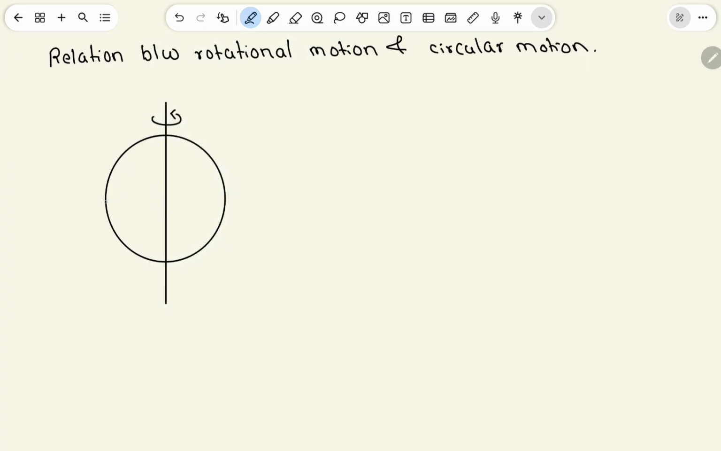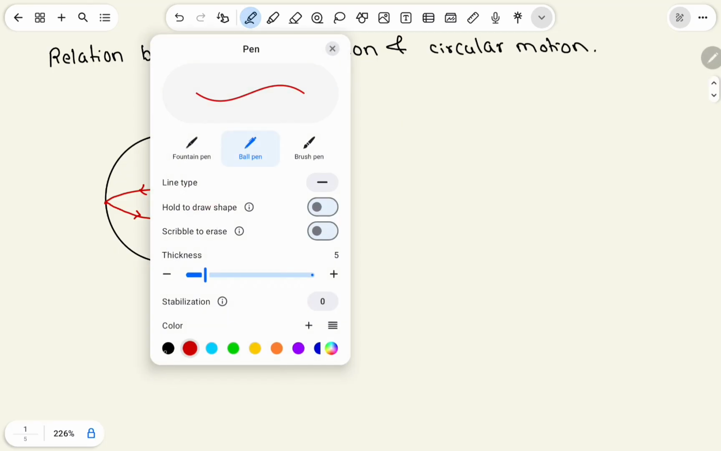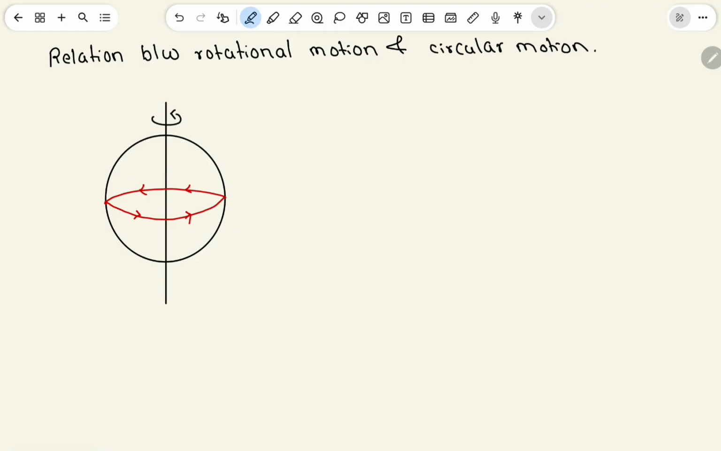Now, if I mark a point on the surface of the sphere, that point will be seen performing circular motion in this direction if the sphere performs rotational motion. So we can write a relation between circular motion and rotational motion using this example, and that relation is as follows. First, I'll quote it, that whenever a body performs rotational motion, then the points on the body will perform the circular motion.